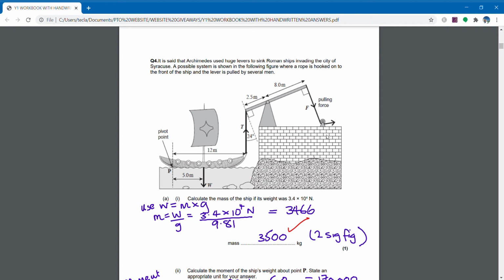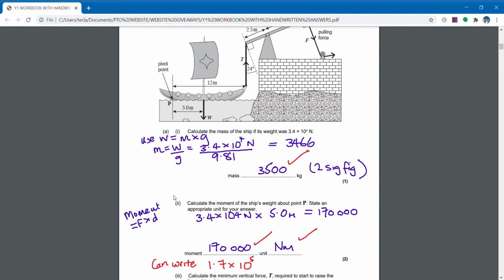So the first part of the question, A part 1, calculate the mass of the ship if its weight was 3.4 times 10 to the 4 newtons. This is just a case of using W equals m times g. We don't have to do anything with moments here. So mass equals weight divided by gravitational field strength, which is 3.4 times 10 to the 4 newtons divided by 9.81, which is 3466, or 3,500 kilograms. It's 2 sig fig.